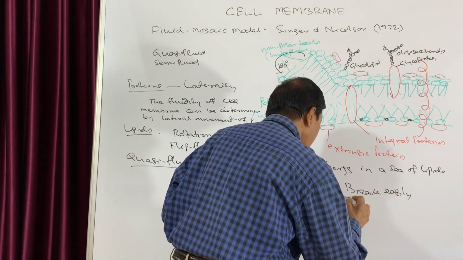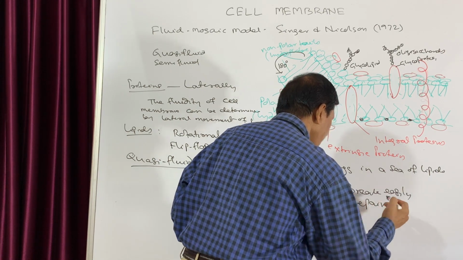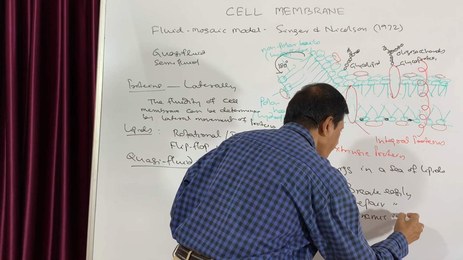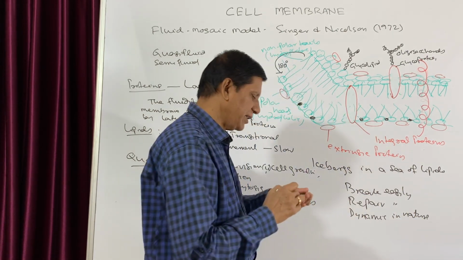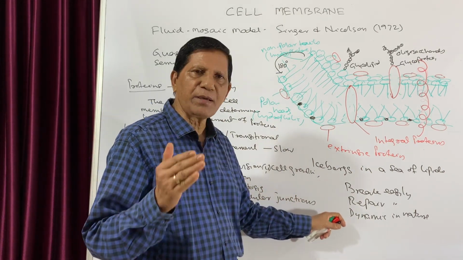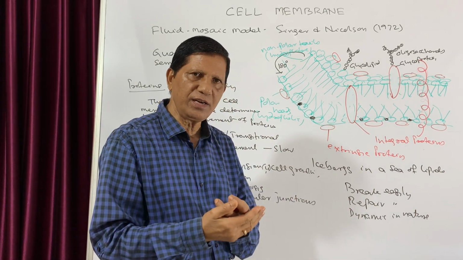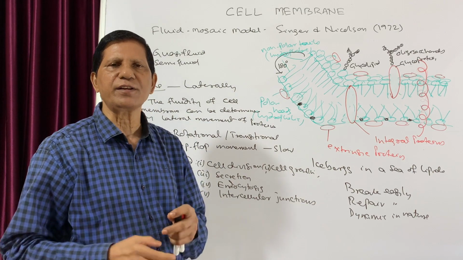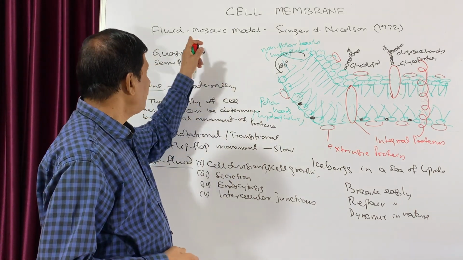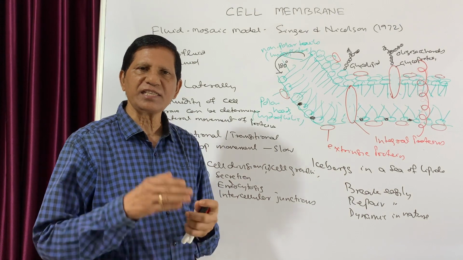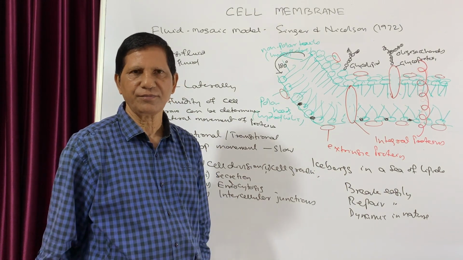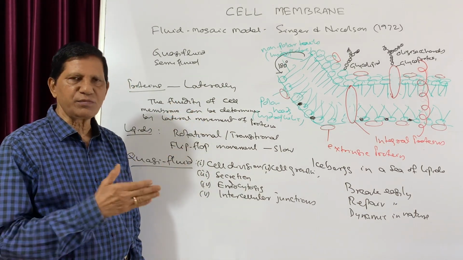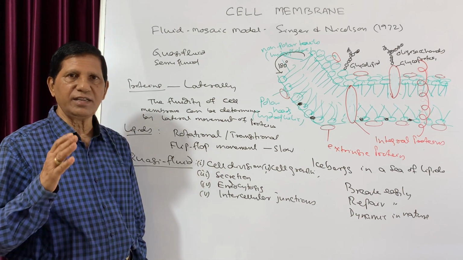It can repair easily, and it is dynamic in nature. That means the plasma membrane or cell membrane is dynamic, it can break easily, it can repair easily, and it can give all these types of functions because it is a quasi-fluid nature. That is why the fluid mosaic model of Singer-Nicholson is accepted at present. So I hope now you have a very clear idea about this fluid mosaic model, and at present it is the accepted model.